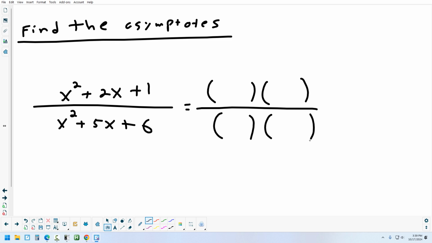X plus 1, x plus 1. Yep, so the top is x plus 1, x plus 1. And what does the bottom factor as? The x plus 6, x plus 1? That would give you 7 in the middle, if you did it that way. You'd have 7x when you FOIL that out.